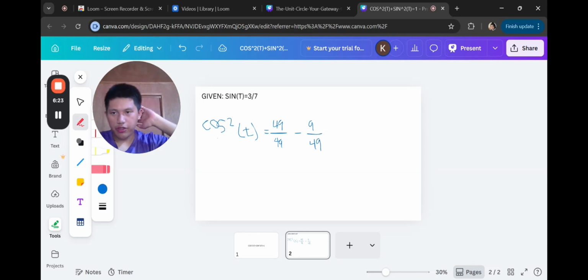Some of you may ask, where did I get this 49? It represents 1 as 49 over 49. So to solve for cos squared t, you need to subtract 1 minus 9 over 49. You need to subtract it because this 49 over 49 represents 1. So you need to solve for this.